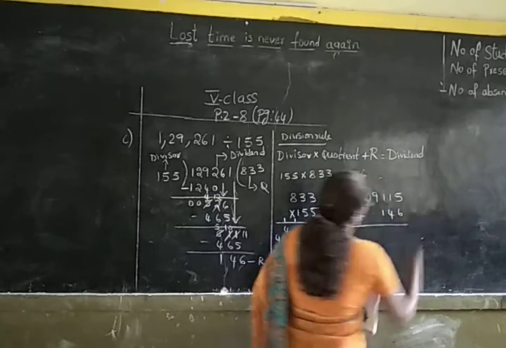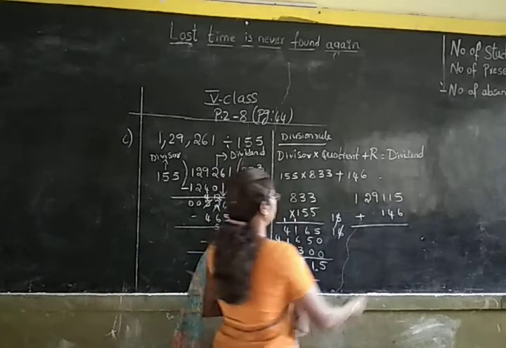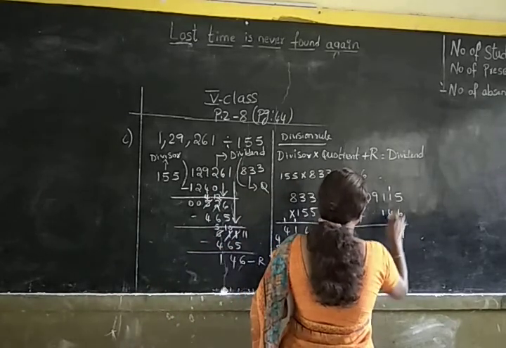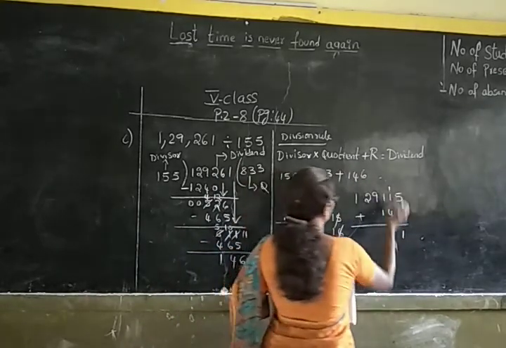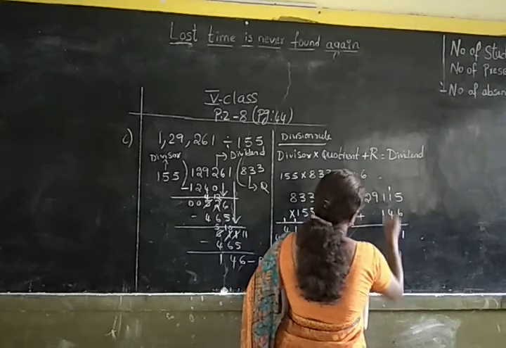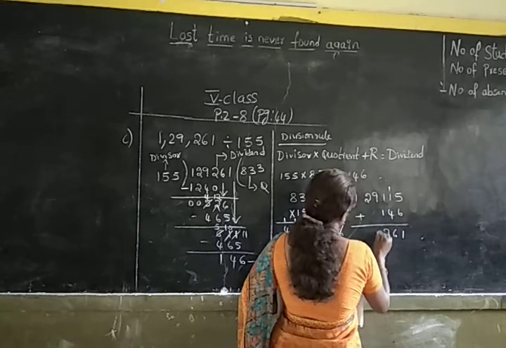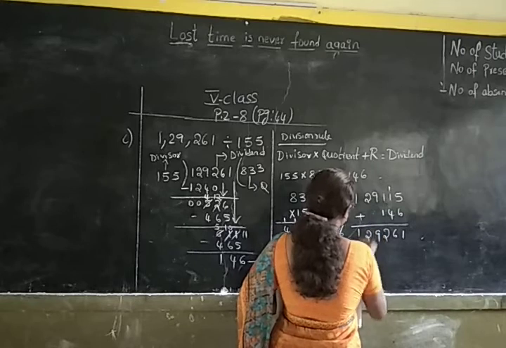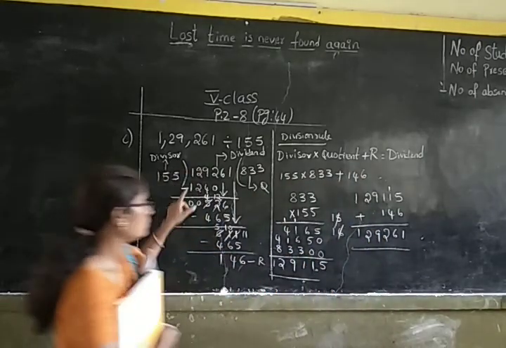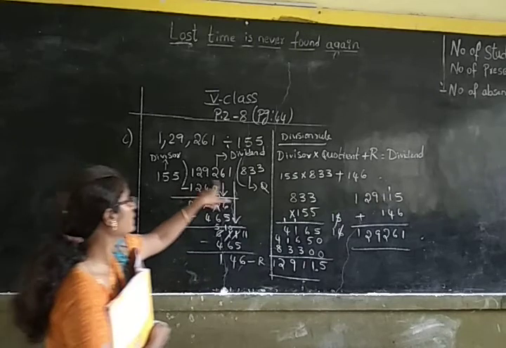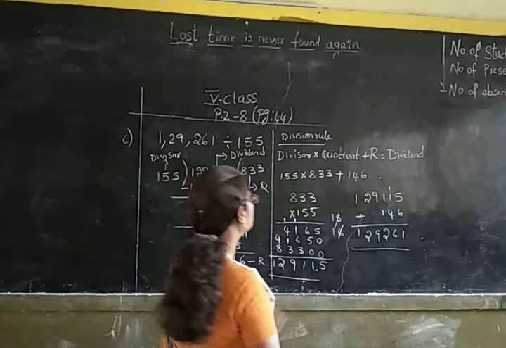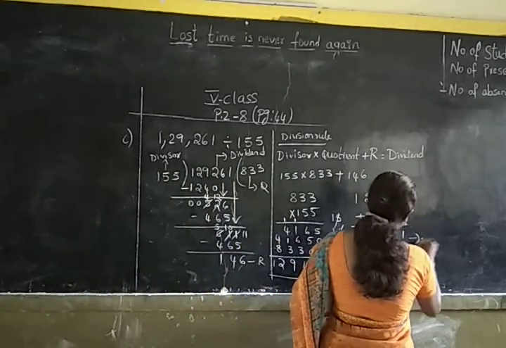146. 5 plus 6 is how much? 5 plus 6 is 11. 4 plus 1 is 5 and 5 plus 1 is 6. 1 plus 1 is 2, 9, 2, 1. So 1,29,261, which is the dividend.